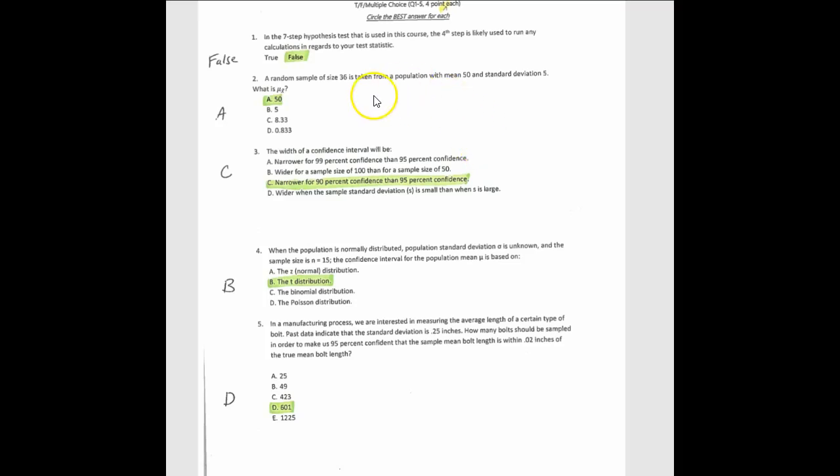Okay, number two: a random sample of 36 is taken from a population with mean 50 and standard deviation 5. What is mu sub x bar? So what is the mu of the sampling distribution? This is just asking, do you understand the central limit theorem? Do you understand the idea of a sampling distribution?